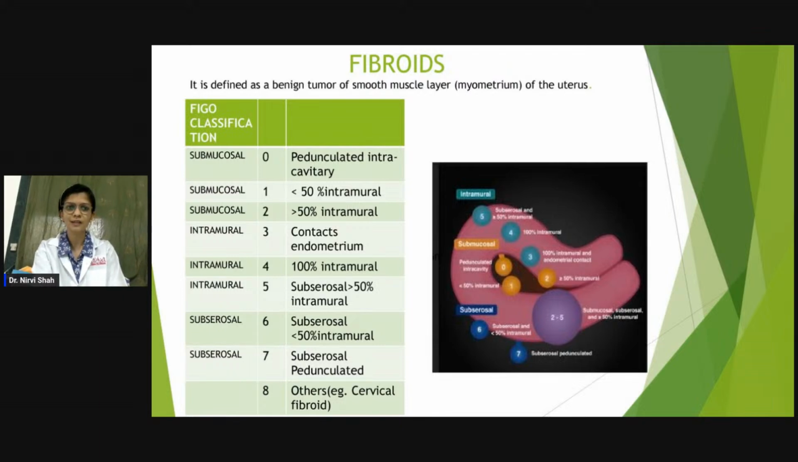Okay, so we have submucosal, intramural, and subserosal. As and when I show you every type on USG, I'll tell you this classification. Okay, but just remember 0, 1, 2 is submucosal, 3, 4, 5 is intramural, and 6, 7 is subserosal. The eighth one is other fibroids, meaning cervical fibroids or extrauterine.